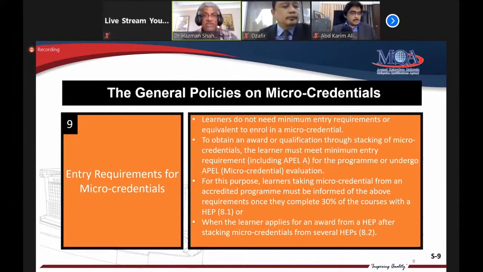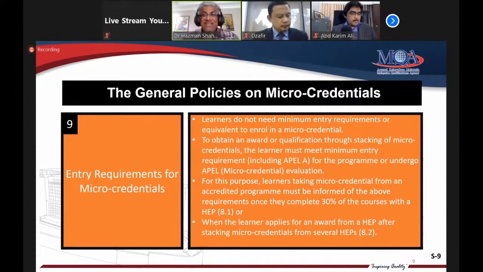But if someone just wants to take two or three micro-credentials from a bachelor's degree and that's all he needs, then there is no requirement that he meet the entry requirements for the program, right? He can exit with the micro-credentials that he has gained, that may be enough for his purposes, okay?